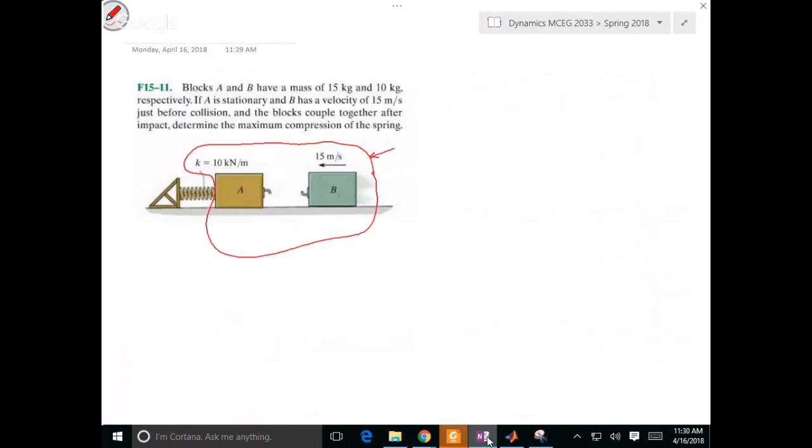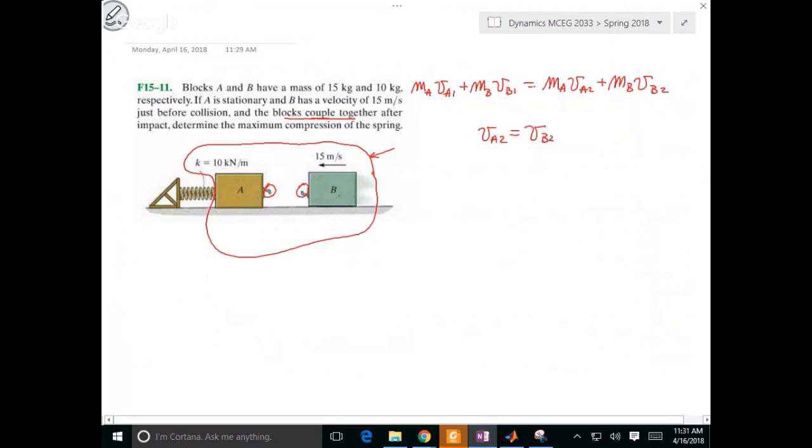So if you go back and look at it, the equations are basically, and there's A and B, so I'll say mass A, velocity A initial, plus mass B, velocity B initial is equal to mass A, velocity A final, or 2, plus mass B, velocity of B final, or 2. This little hook somehow couples them together, which means the velocity of A2 is equal to the velocity of B2 because they're stuck together.